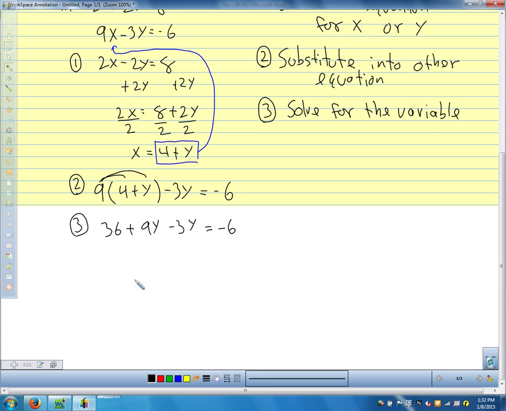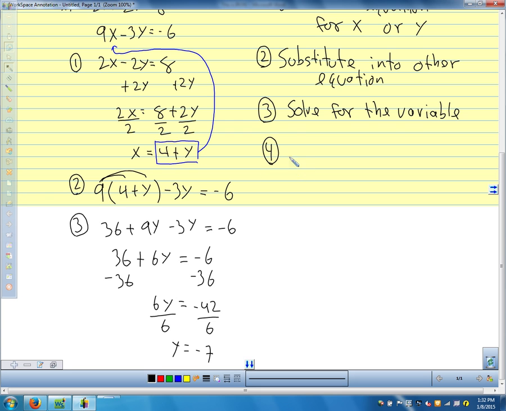This looks pretty easy. So I get 36. I'm going to combine like terms here. 9y minus 3y is 6y equals negative 6. Subtract 36 from both sides to get the y part by itself. So I get 6y equals negative 6 minus 36 is negative 42. Now I can divide by 6, and y equals negative 7. So now I know y, and the last step finally is plug into one equation to get the other variable.